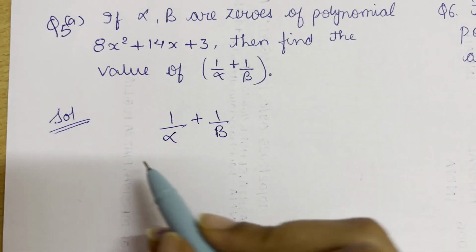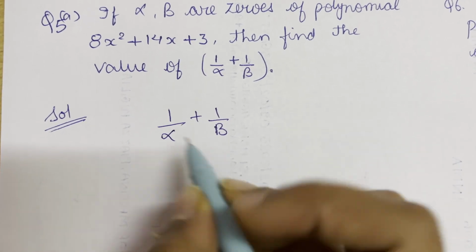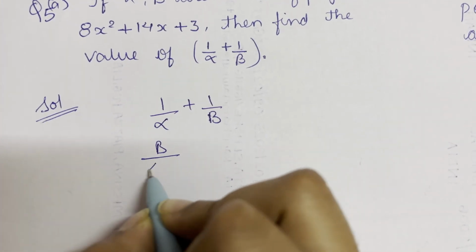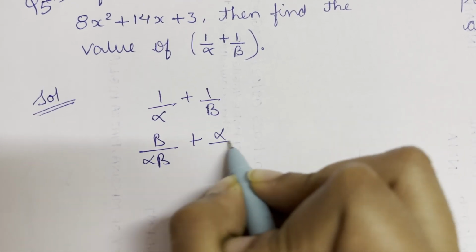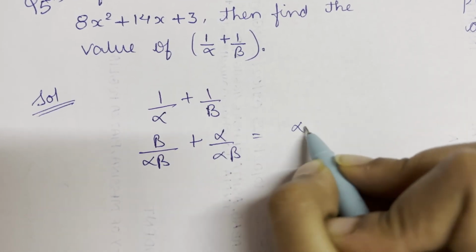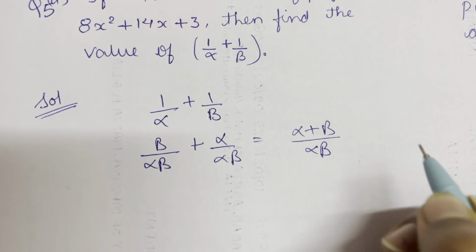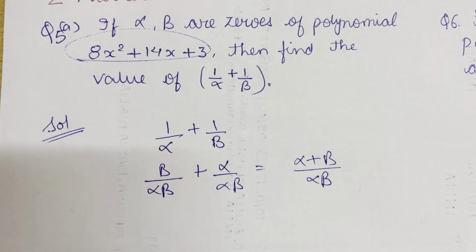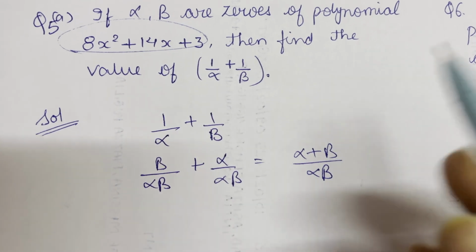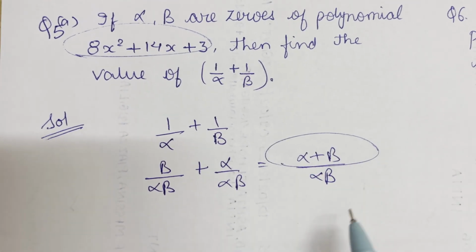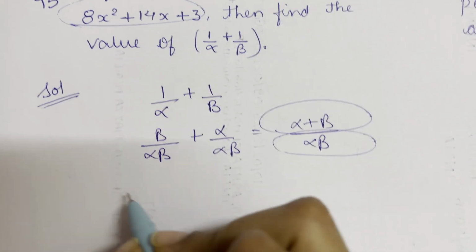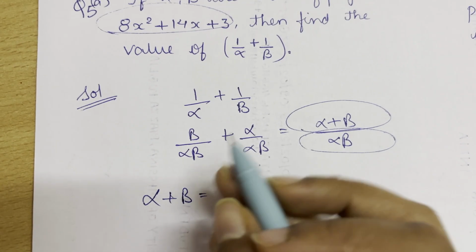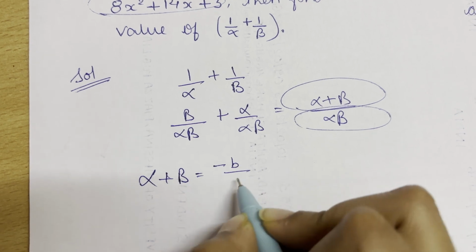First of all, we'll take the LCM this side. If I multiply beta here, I'll get beta upon alpha beta plus alpha upon alpha beta. That could be written as alpha plus beta upon alpha beta. And from our knowledge of the polynomial, from this quadratic equation, we can easily find the separate values for alpha plus beta and alpha beta. So let's compute it. Alpha plus beta is minus b by a. We all know it. Minus b by a.